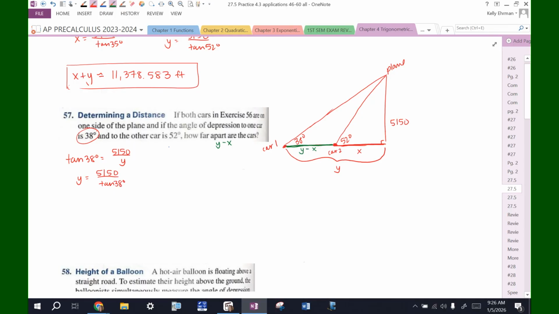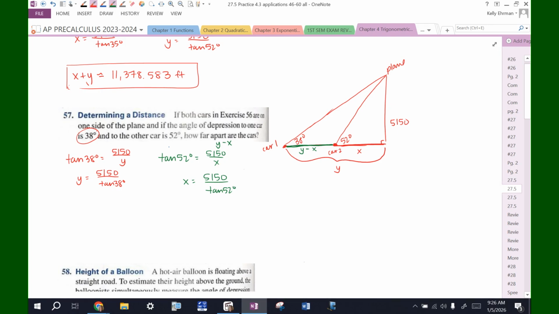And then what about X? So now ignore the 38 part. We're just looking at this small right triangle here. The tangent of 52 degrees is equal to 5,150 divided by X. Solve that for X. X is 5,150 divided by tangent of 52.